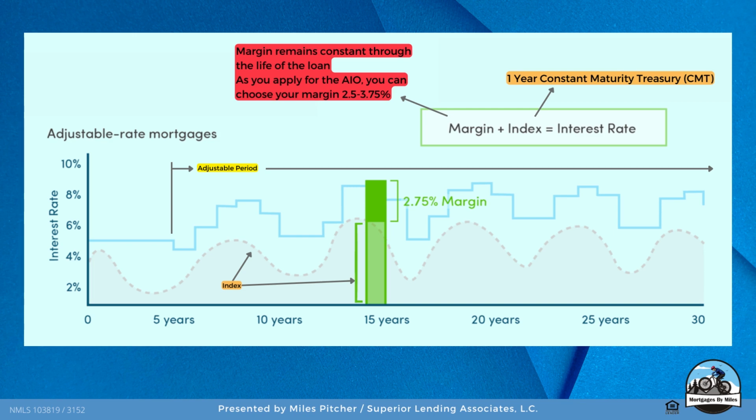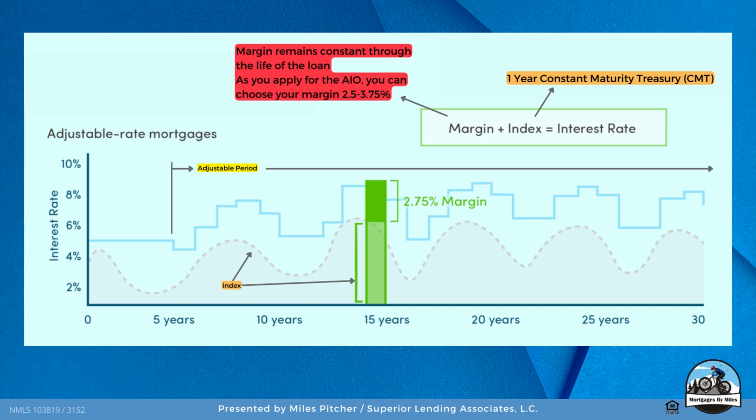In order to get a lower margin, it may cost you money to get that lower margin. It's kind of like in a normal traditional 30-year mortgage where you pay points, discount points, or you buy down the interest rate. You can buy down your margin to get a lower margin.